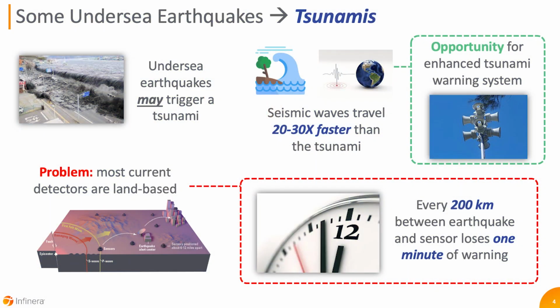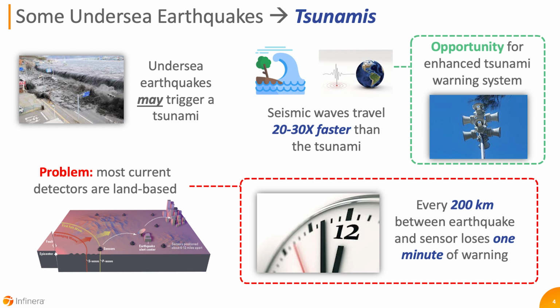So some undersea earthquakes will, as I said, result in a tsunami. The positive thing is that the seismic waves move 20 to 30 times faster than the actual water wave caused by the tsunami. And so this is where we see an opportunity to devise an early warning system.